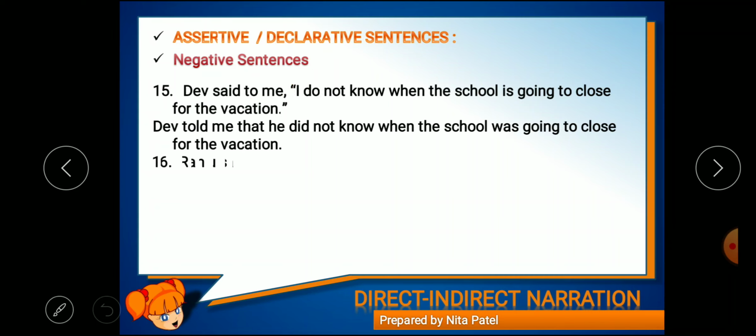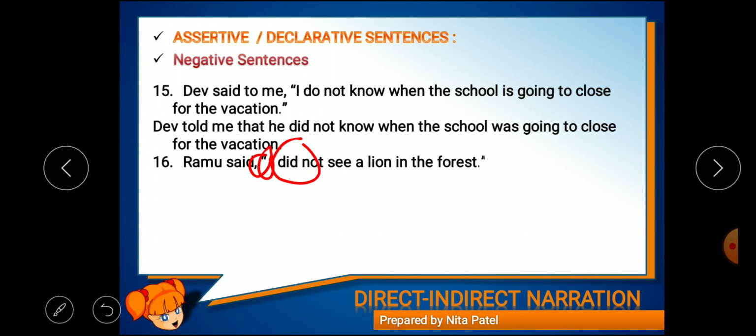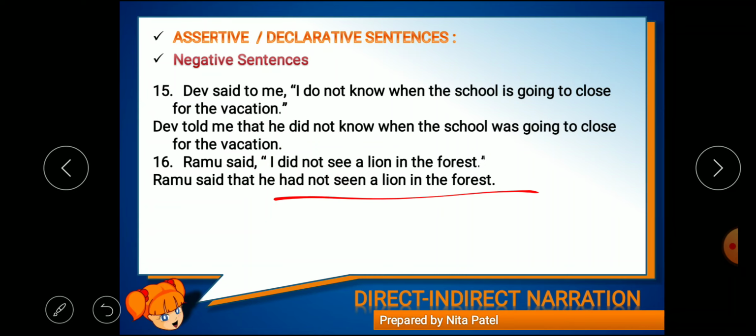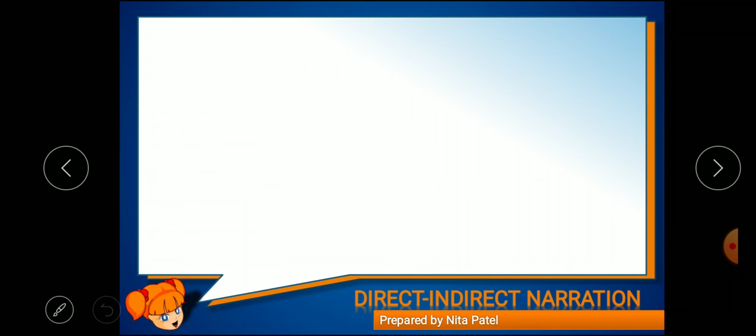Right? Okay, next. Ramu said, "I did not see a lion in the forest." Ramu said that he did not see. It is the simple past. Simple past will convert into past perfect. So he had not seen a lion in the forest. Ramu said that he had not seen a lion in the forest.